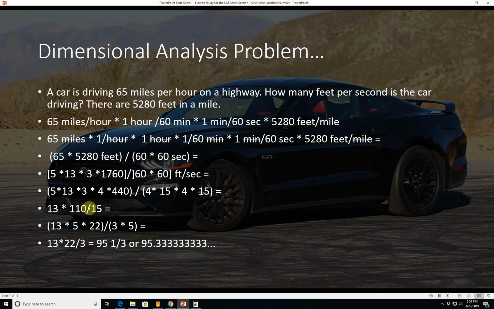So we end up with 13 times 110 over 15, which is going to be equal to 13 times 5 times 22 over 3 times 5. These 5's cancel out, so I end up with 13 times 22 divided by 3, which is roughly 95. Well, it is 95 and a third, or 95.33333333. You could put a little bar over the 3 if you wanted for your answer. So it's 95 and a third feet per second.